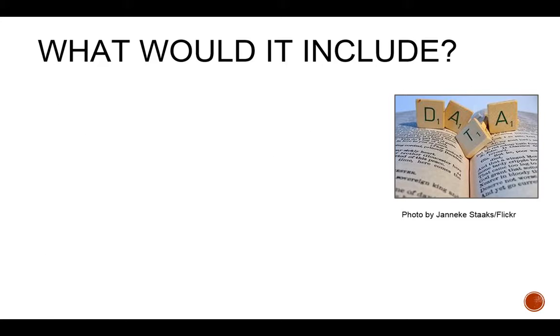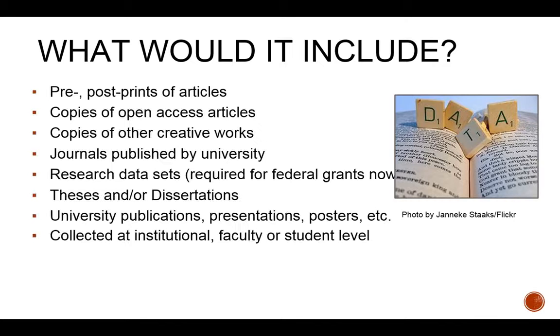What would it include? Each university can decide exactly what is collected in its repository. Some possibilities include pre- or post-prints of articles, copies of open access articles, copies of other creative work such as musical arrangements, short stories, or poetry collections, journals published by the university such as the College of Business's Journal of Business and Management Landscapes, or the Graduate Journal Explorations, research datasets. Many funding agencies are now requiring that their authors post their datasets to openly available websites.